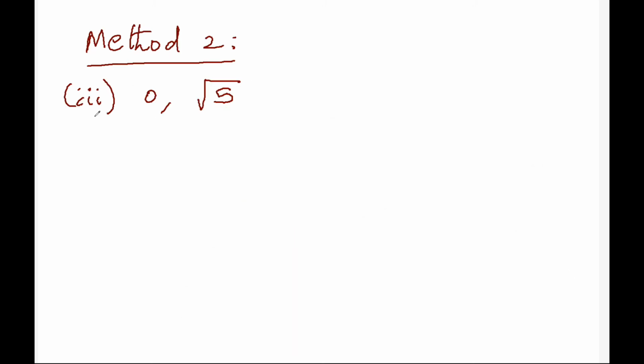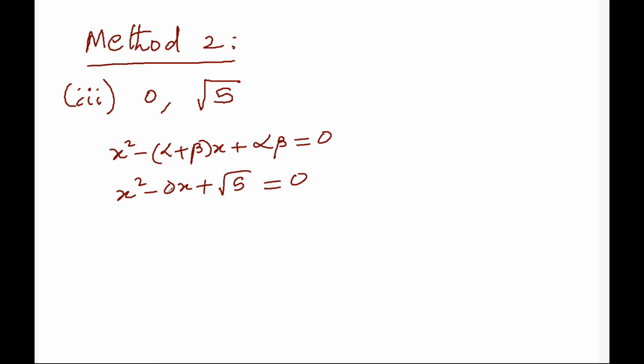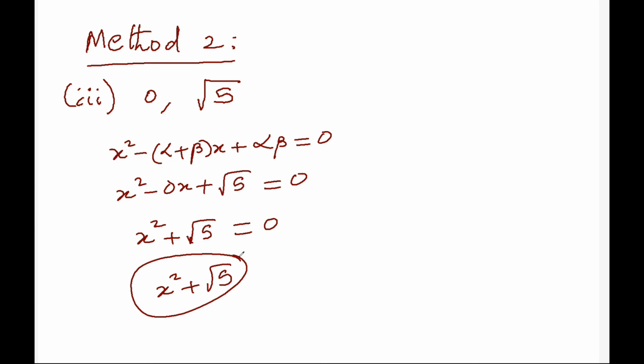Now I will show you method 2 also for the final question 3. So what is the formula? x squared minus sum of the roots x plus product of the roots is equal to 0. Sum of the roots 0, substitute alpha plus beta as 0, 0x plus alpha beta, the product, root 5, is equal to 0. Now as I already mentioned, 0x is simply 0, root 5, which is equal to 0. Now as it is the quadratic polynomial, consider only the left side. This is the final answer which we got in method 1 as well.